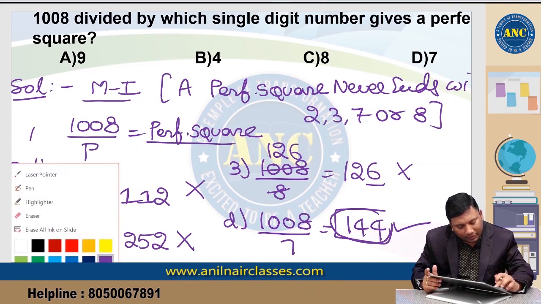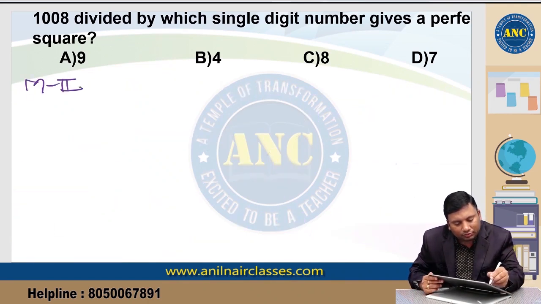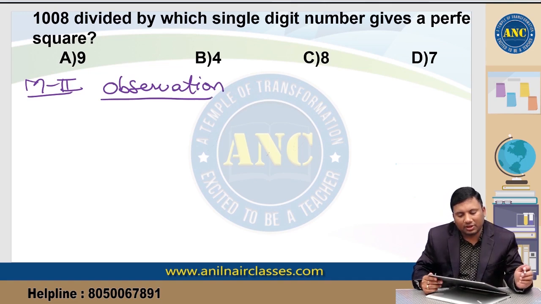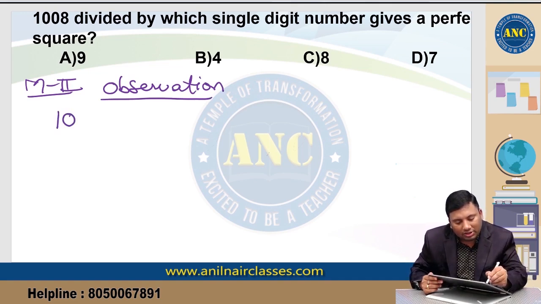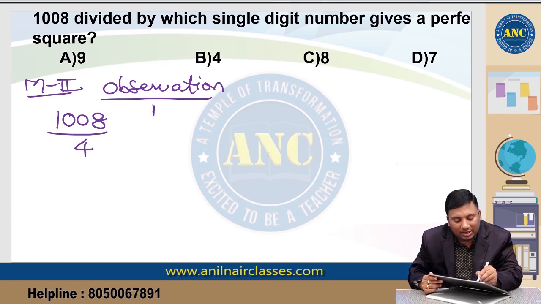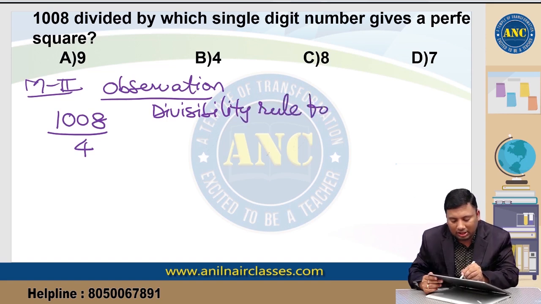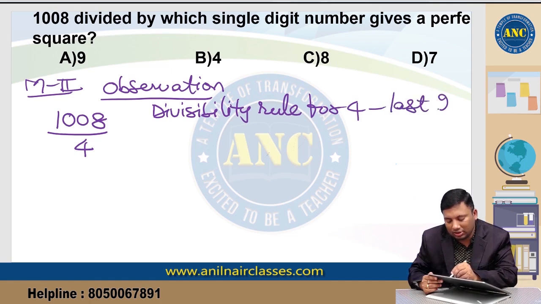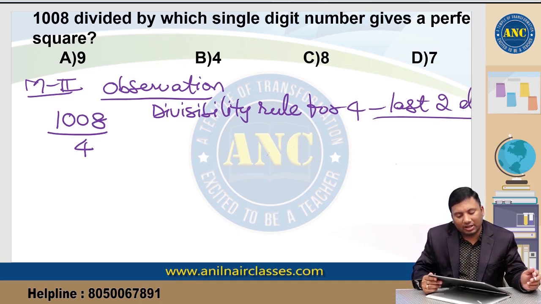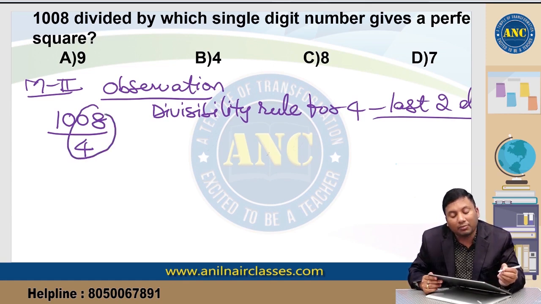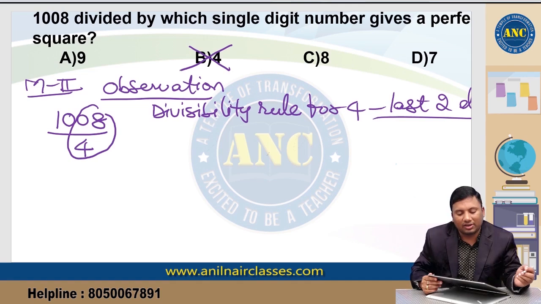Now method 2, just by sheer observation. If I take 1008 divided by 4, the divisibility rule of 4 is nothing but the last two digits. So 8 divided by 4 will become 2. A perfect square never ends with 2, 3, 7 or 8. Are you all with me?